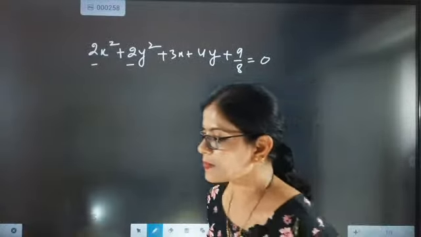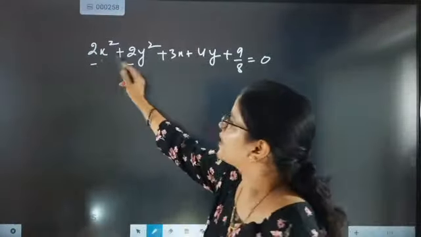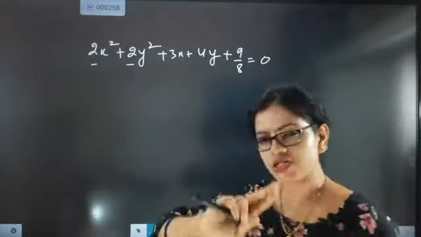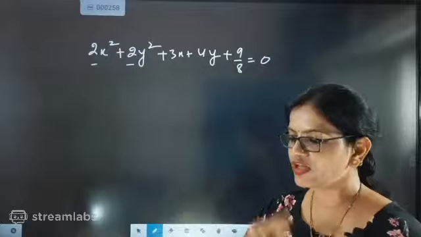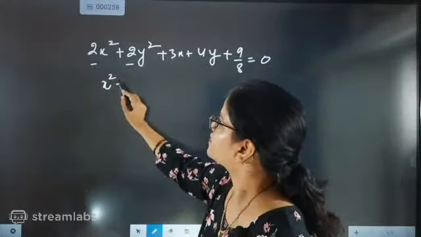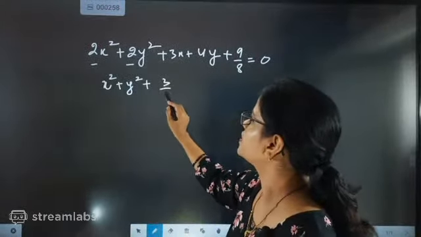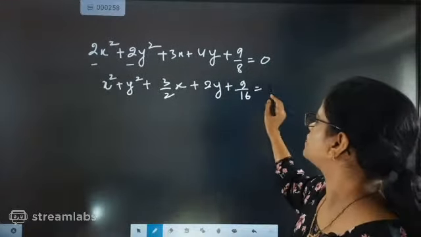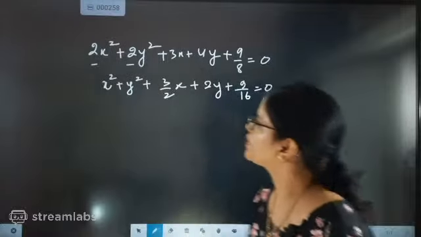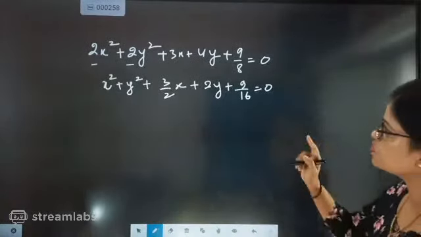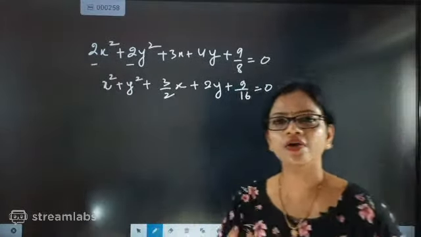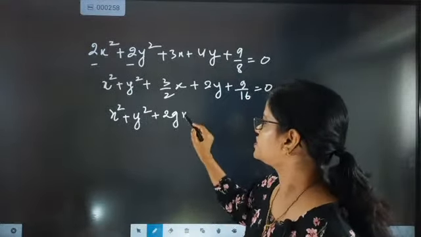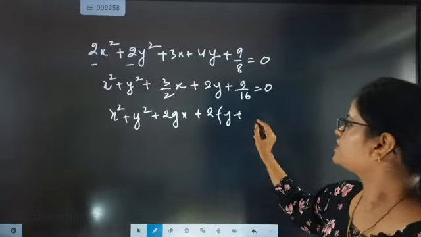Namaste, Rohit. So now look here. 2x square plus 2y square plus 3x plus 4y plus 9 by 8 is there. So first work is to remove that 2. Once you remove that 2, the equation becomes x square plus y square plus 3 by 2 x plus 2y plus 9 by 16 equal to 0. Now it is a general equation: x square plus y square plus 2gx plus 2fy plus c equal to 0.